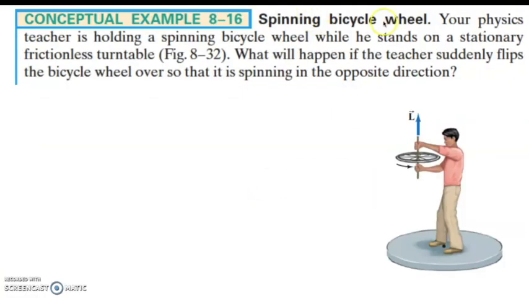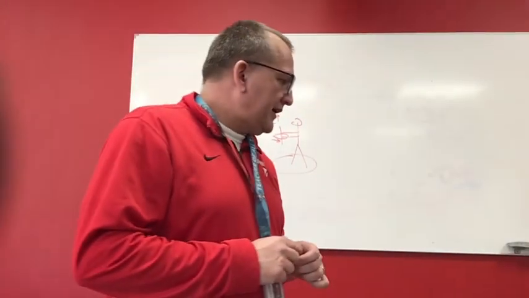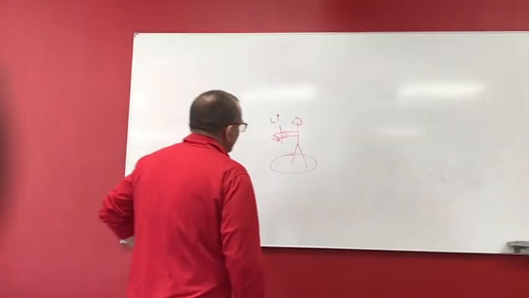Another example, spinning bicycle wheel, something maybe we could try to demonstrate in class. Your physics teacher is holding a spinning bicycle wheel while he stands on a stationary frictionless turntable. Be nice to have one of those, right? What will happen if the teacher suddenly flips the bicycle wheel over so that it is spinning in the opposite direction? Do it now.